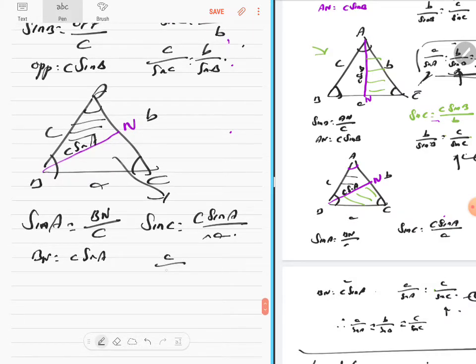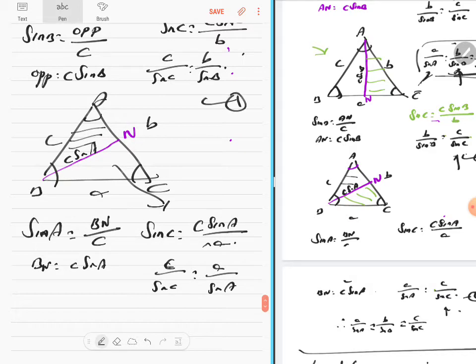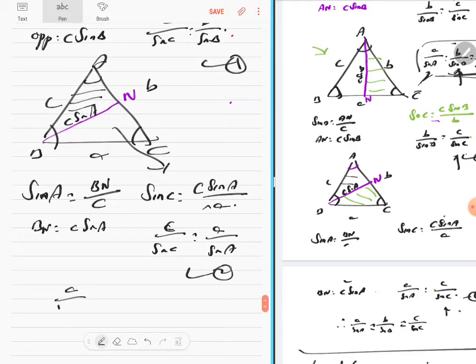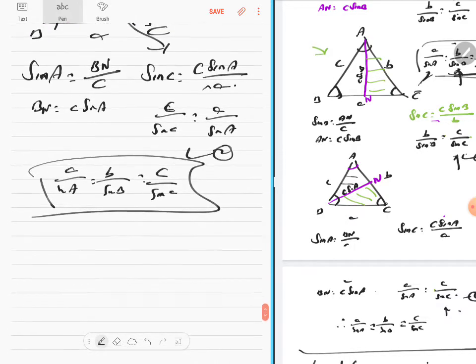So therefore you get c by sine C is equal to a by sine A, if you take the reciprocal and all that. Can you see this equation, first equation, second equation? Both of them have c by sine C. Therefore a by sine A is equal to b by sine B is equal to c by sine C, and this concludes law of sines.